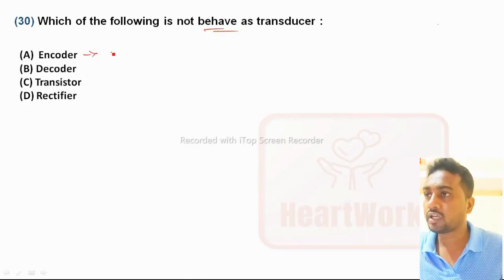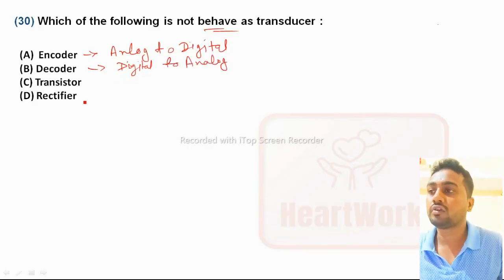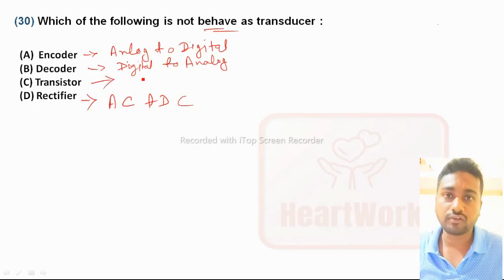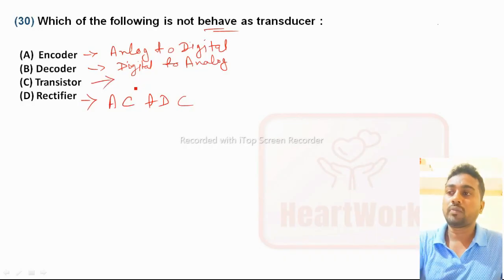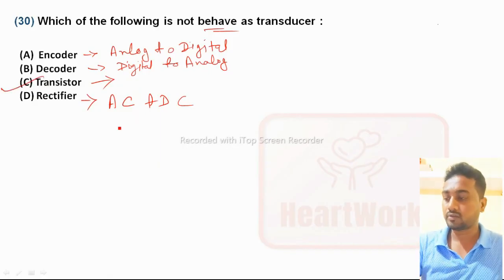If we talk about the encoder, the encoder is used to convert analog to digital. It will convert analog to digital. And the decoder is the opposite: it will convert a digital value to an analog value. If we talk about the rectifier, it will convert an AC signal to a DC signal. But the transistor is not going to convert anything. It will only magnify the input signal. So option C is the right answer.